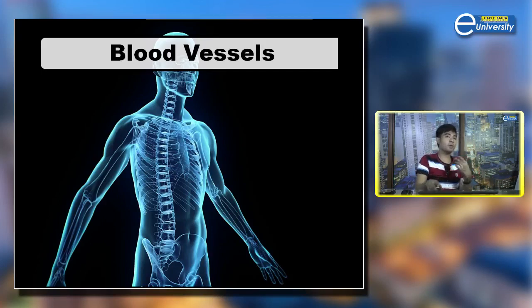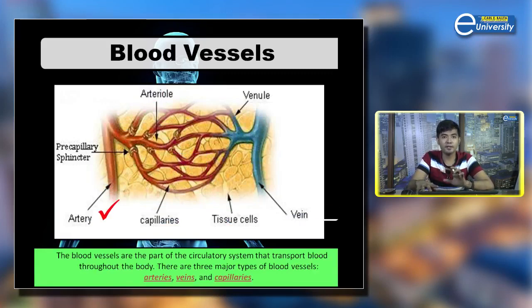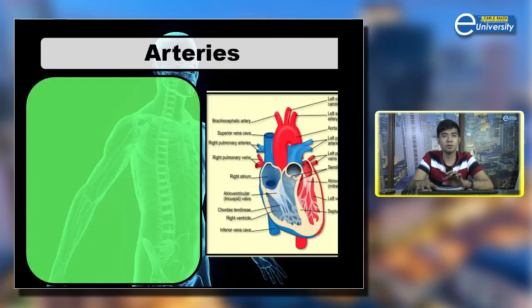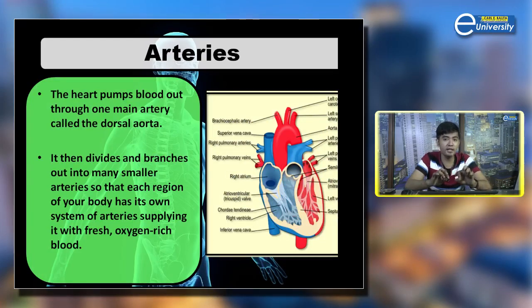So we're going to deal now with the highway or the transport medium within the circulatory system. And I am referring to the blood vessels. So the main blood vessels, we have the artery, vein, and the capillary. So when we say artery, the heart pumps blood out through the one main artery called the dorsal aorta. So artery, it starts with letter A because it is where the blood travels away from the heart. So A, away, artery. It then divides and branches out into many smaller arteries so that each region of our body has its own system and carries supplying with the fresh oxygen-rich blood.